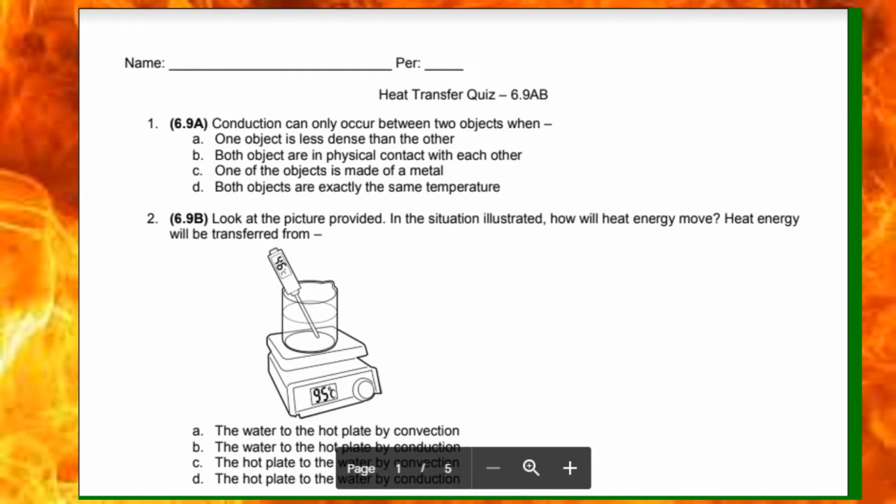6.9 AB. Number 1, 6.9a. Conduction can only occur between two objects when A, one object is less dense than the other, B, both objects are in physical contact with each other, C, one of the objects is made of a metal, D, both objects are exactly the same temperature.